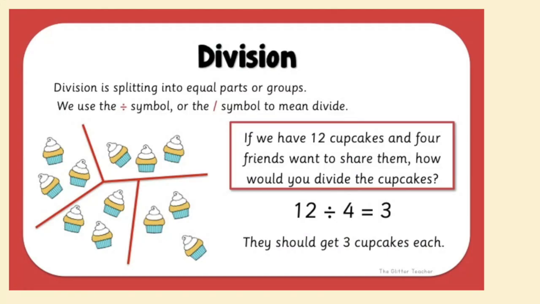The inverse of multiplication is division. A division is dividing or splitting a number into equal parts or groups. You should know what the division sign looks like, and there's an example here. It says if we have 12 cupcakes and 4 friends want to share them, how would you divide the cupcakes? This question's asking us to do 12 divided by 4, which is equal to 3. There are 3 cupcakes in each group.